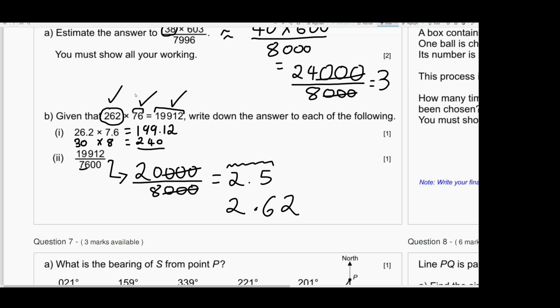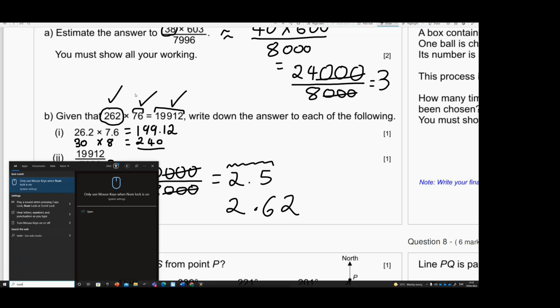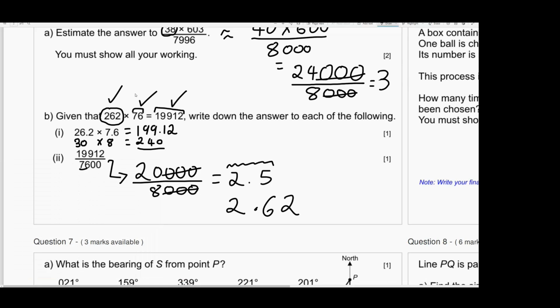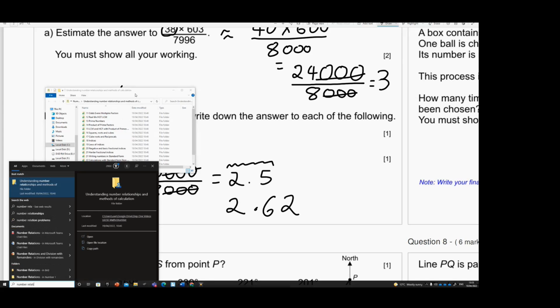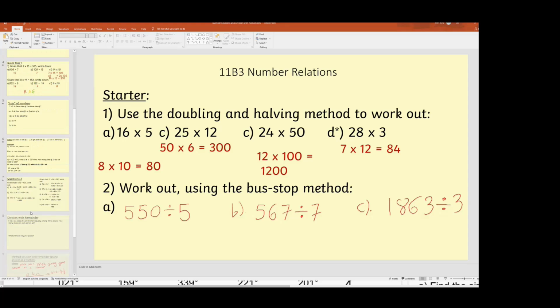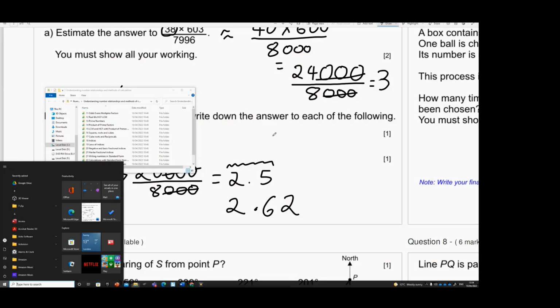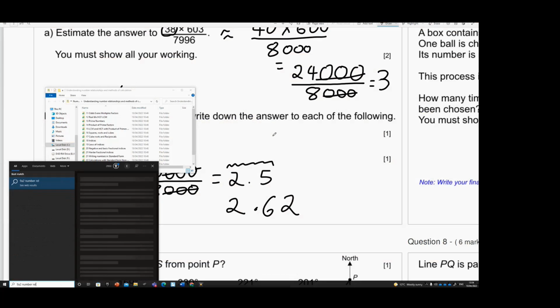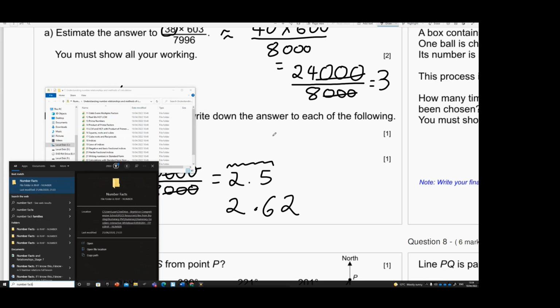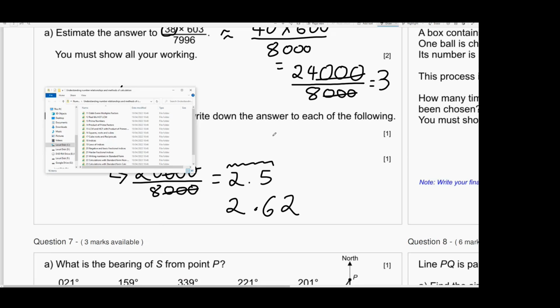So do you want to go through a similar one to that, James? Or is that okay? I can make another one. Let's get another one. That's fine. Hang on. Find my thing, number relations. This one might not be relevant, actually. No, let me change that. I'll just make one up, I will.